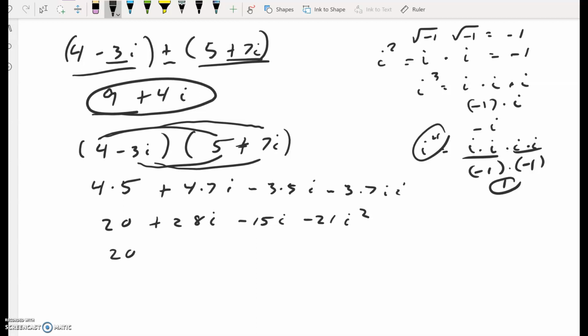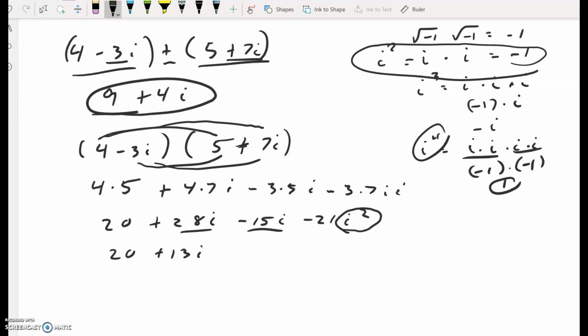This is 20. 28 take away 15. 28 i's take away 15 i's is 13 i's, but watch out. I squared, that's i times i, that's negative 1. Right here it is. I times i is negative 1. So this is negative 21 times negative 1. That's positive 21. And then lo and behold, we've got these two regular numbers that are like terms.